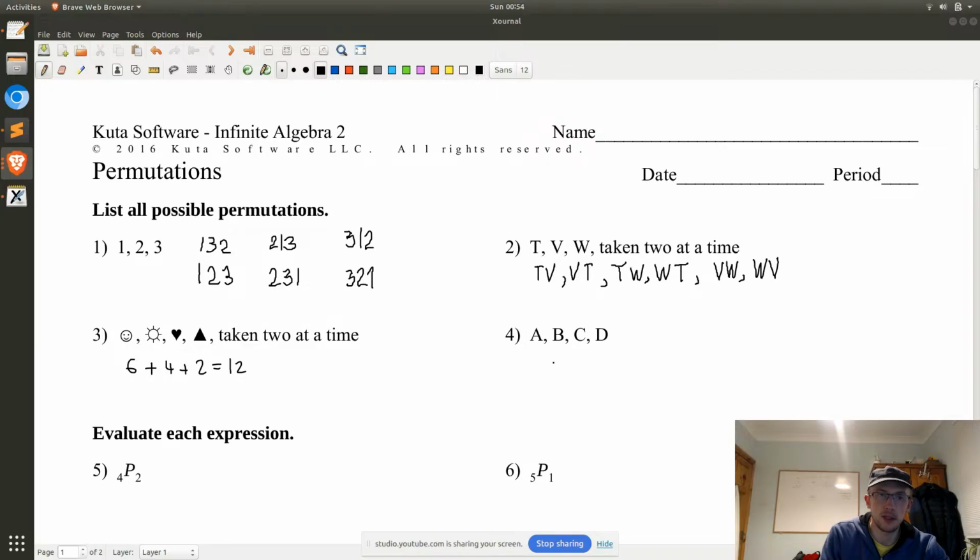And for A, B, C, D, all possible permutations, that'd be 4 factorial, which is 24.